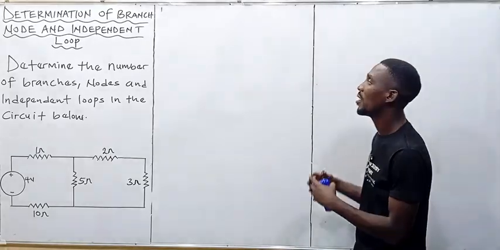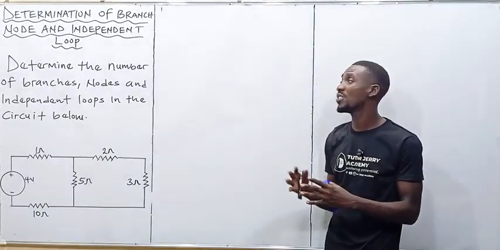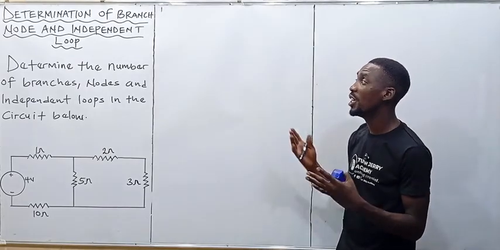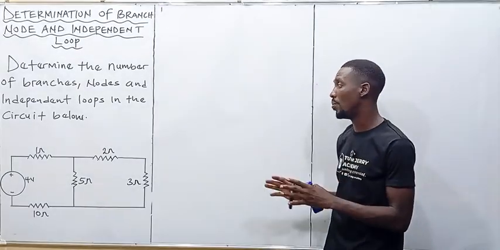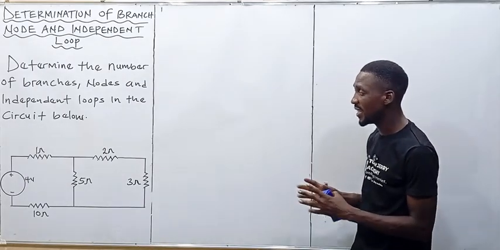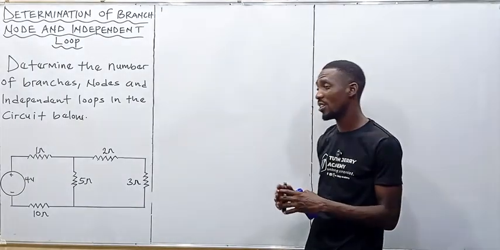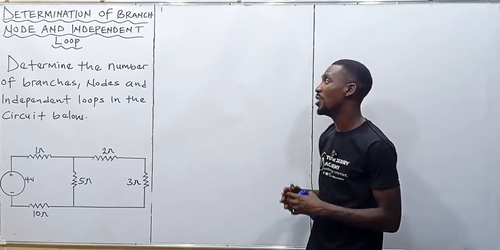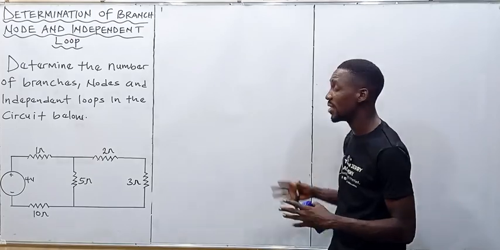All right. We are going to be solving another interesting question on determination of branch, node, and independent loop. And here is the diagram. Here is the circuit that we are asked to determine the number of branch, node, and independent loop.